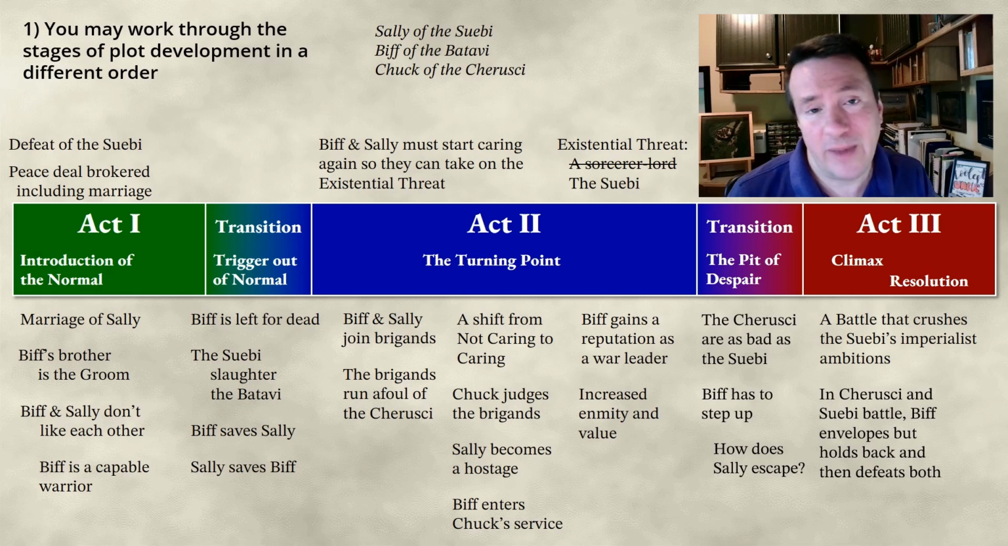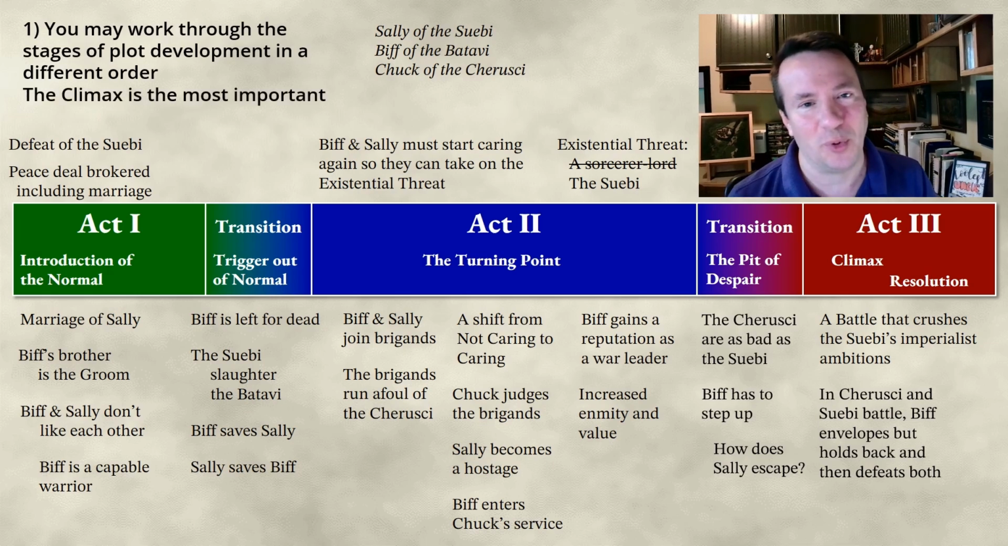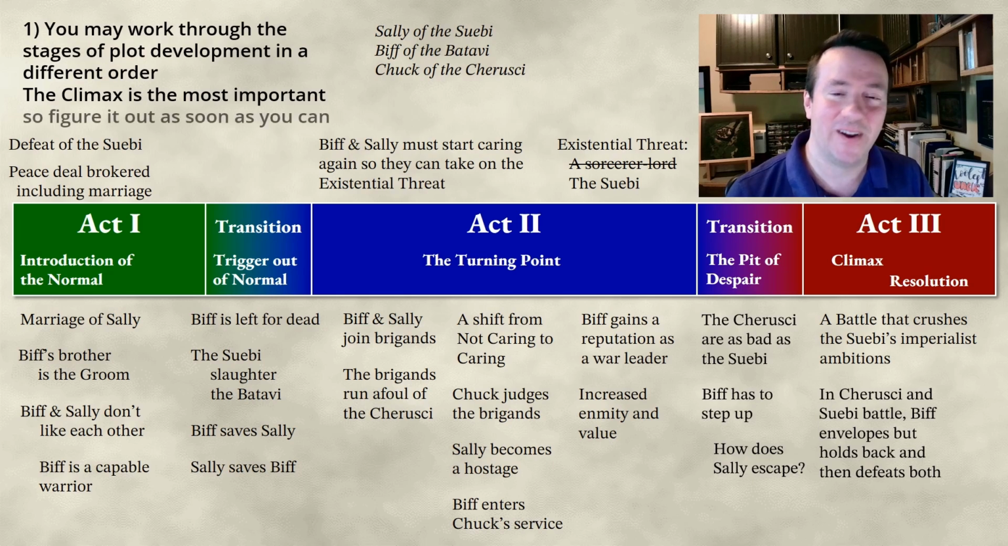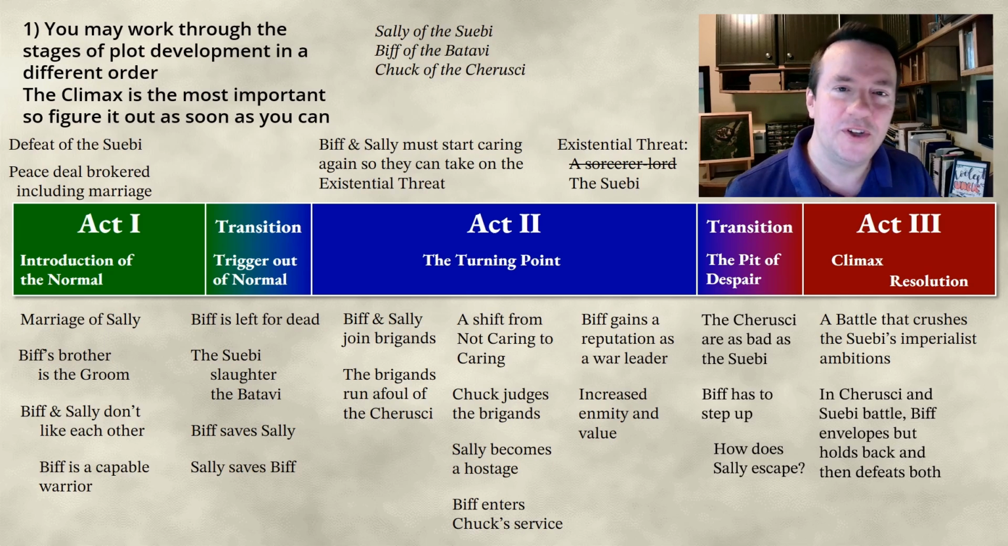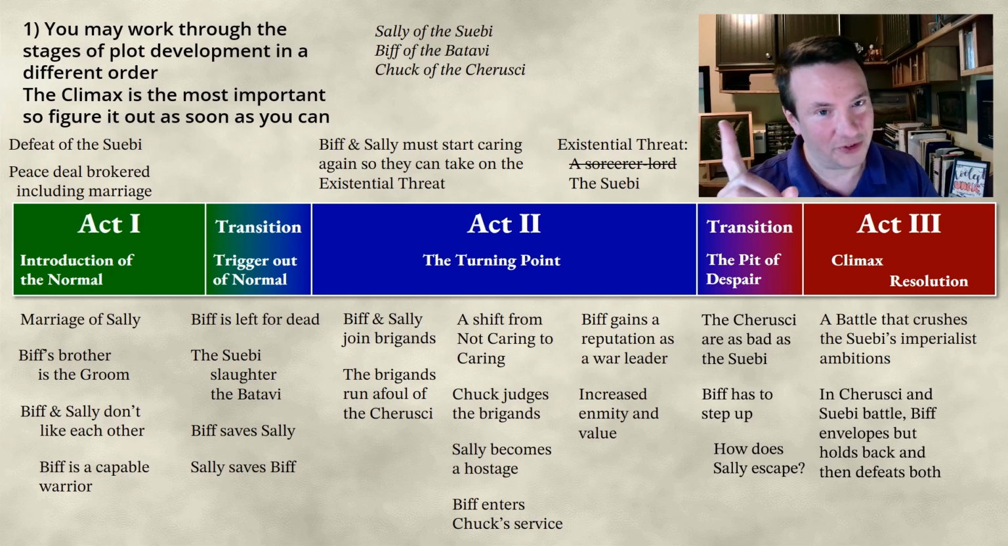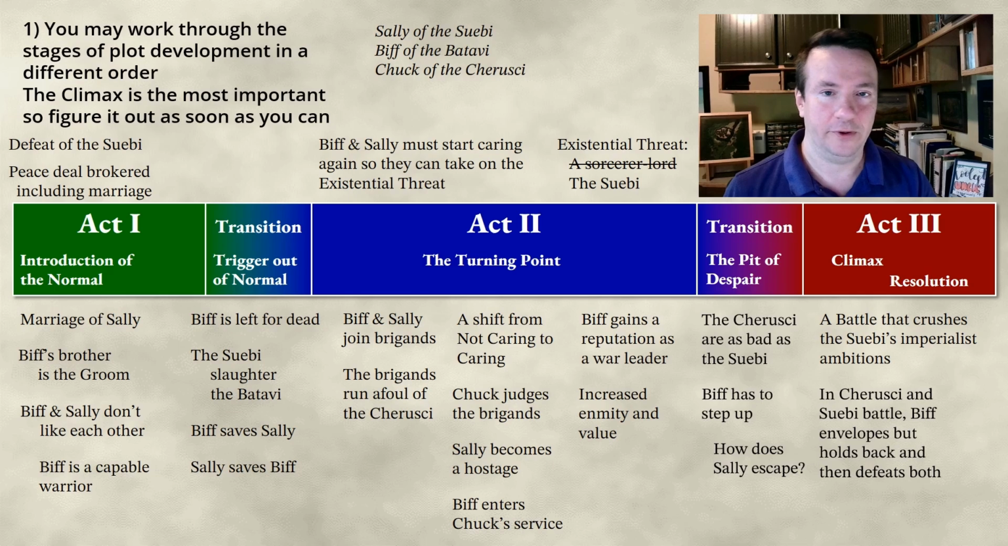The main thing to remember is that the climax is the most important one. Get that figured out, at least as a basic concept, as soon as you can. It will make it a lot easier for you. Once you've got it, it is your guiding point, your North Star, to figure out the rest of your story.